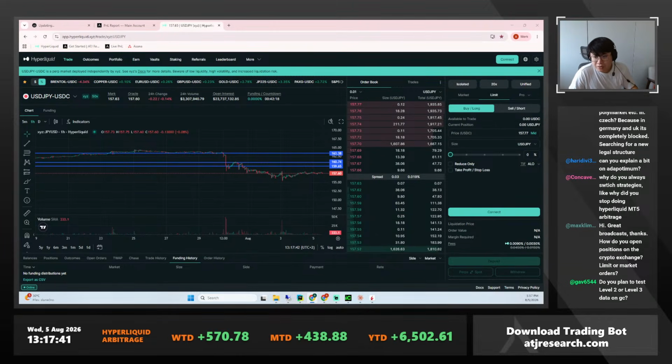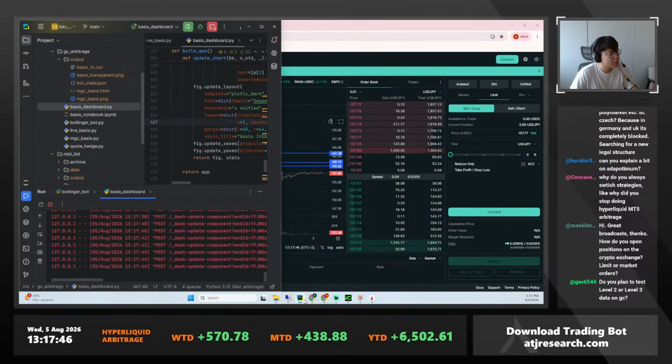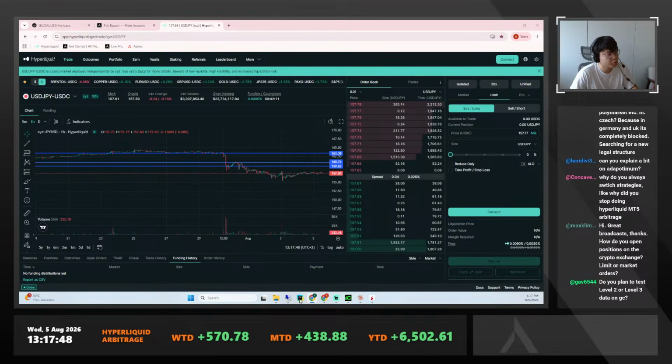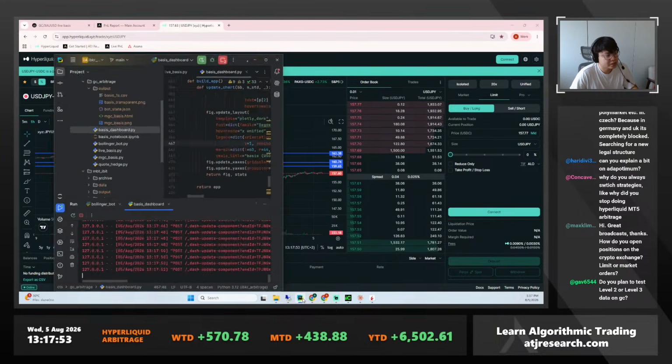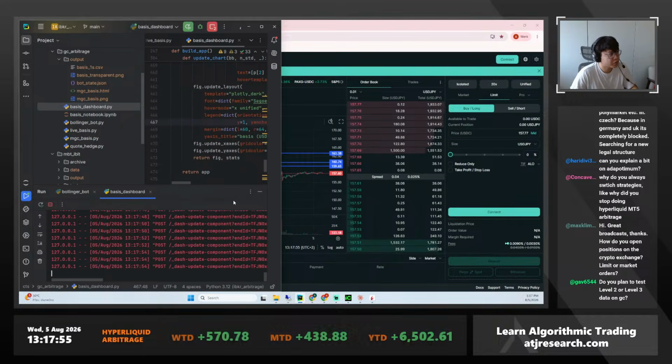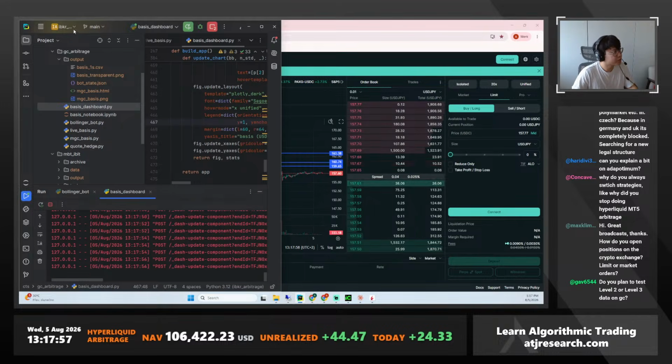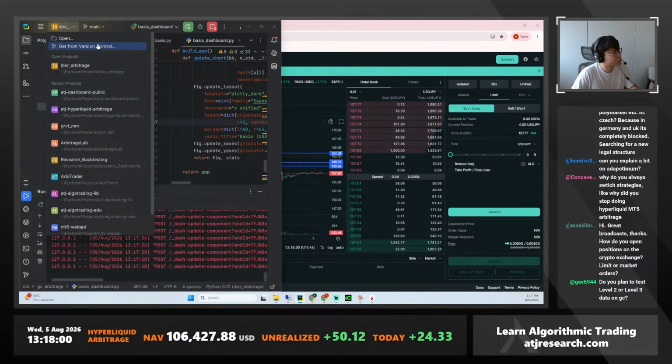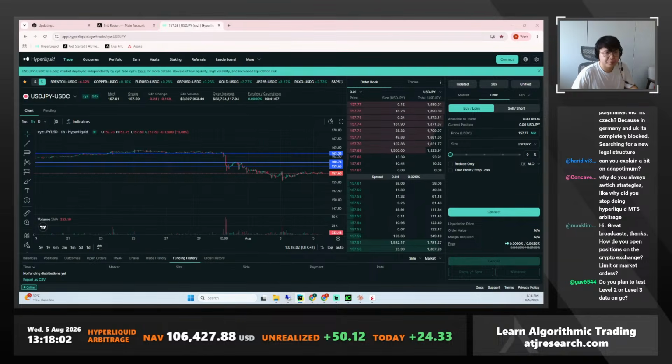Do you plan to test level 2 or level 3 data on GC? Right now, no. Right now, I just look at the top of book prices. But I actually started some order flow project on crypto, which is quite interesting. Actually, let me show you what I worked on last week. It was a weekend project where I was trying to stream real-time pricing from crypto, and I can actually share it with you now. Hopefully I've pushed that to GitHub.